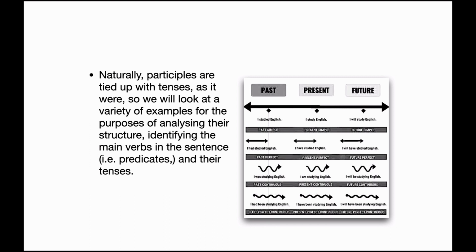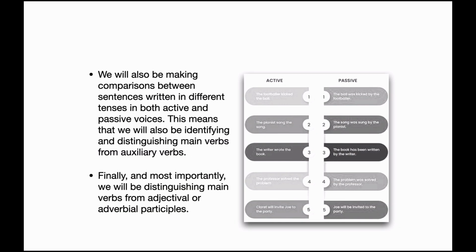Naturally, participles are tied up with tenses, as it were, so we will look at a variety of examples for the purposes of analysing their structure, identifying the main verbs in the sentence, that is predicates, and their tenses. We will also be making comparisons between sentences written in different tenses in both active and passive voices. This means that we will also be identifying and distinguishing main verbs from auxiliary verbs. Finally, and most importantly, we will be distinguishing main verbs from adjectival or adverbial participles.